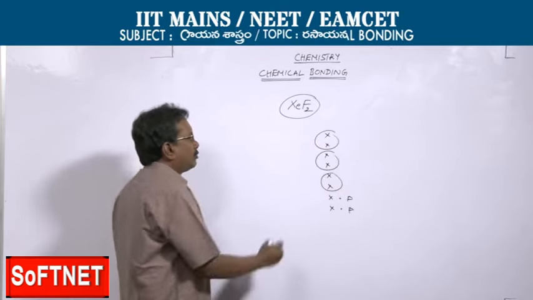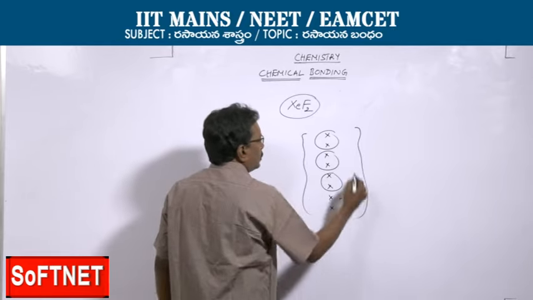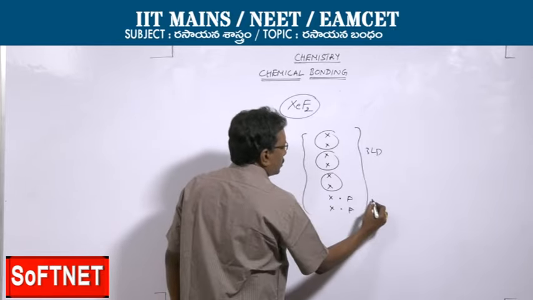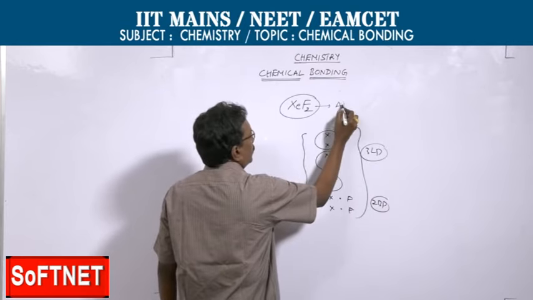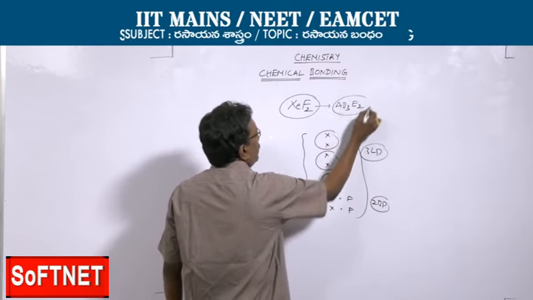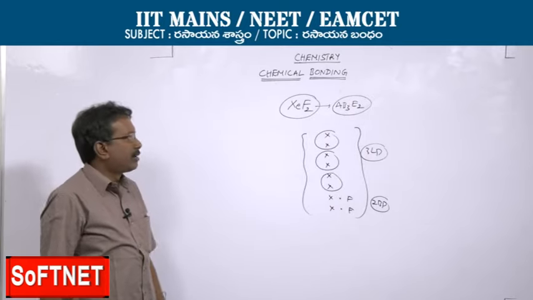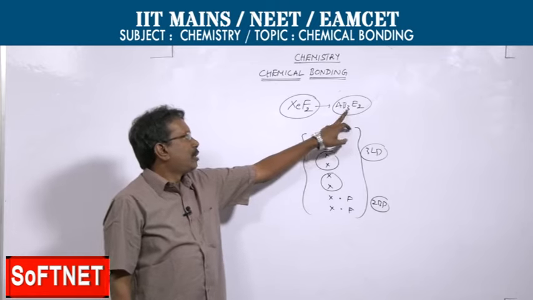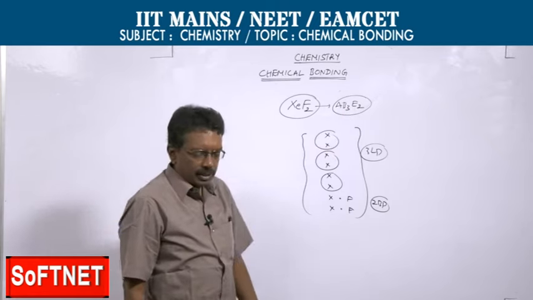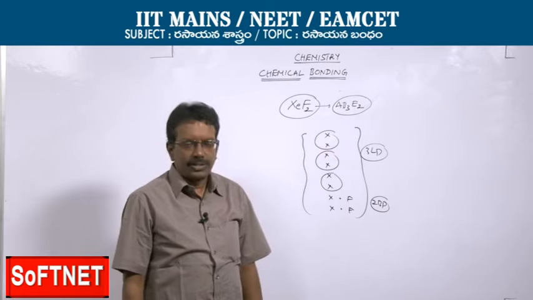So, overall this molecule contains now 3 lone pairs and 2 bond pairs. Therefore, this molecule comes under AB3E2 type of molecule. Then according to VSEPR theory, molecule containing 3 bond pairs and 2 lone pairs, the molecular shape becomes linear structure.